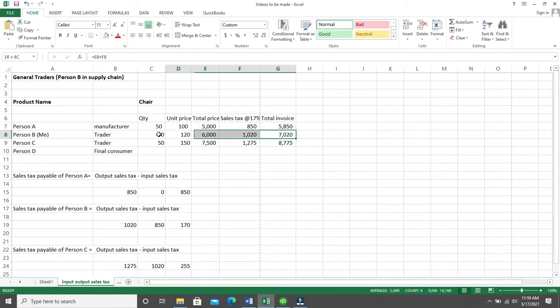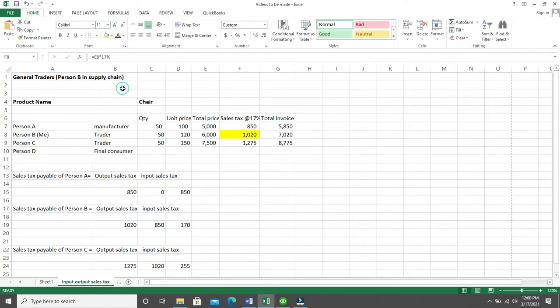Now this sales tax invoice, from my person's perspective, is a purchase bill, because he is purchasing these chairs from me. So the amount of sales tax which I have charged, 1020, is input sales tax for my customer, person C. Now I shall determine my sales tax liability. In this case, my output sales tax is 1020 because I have charged it on my invoice.